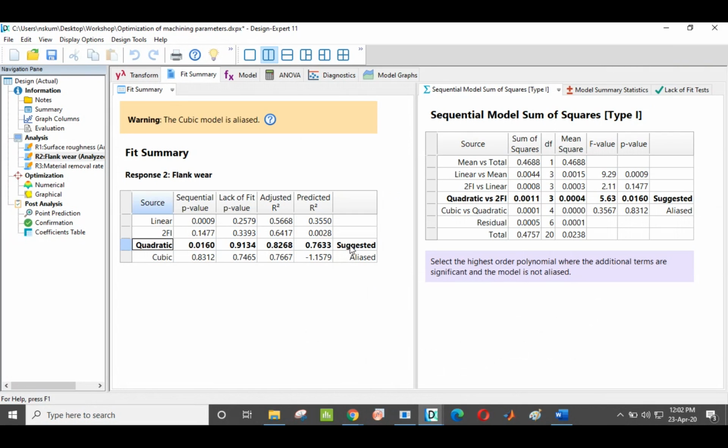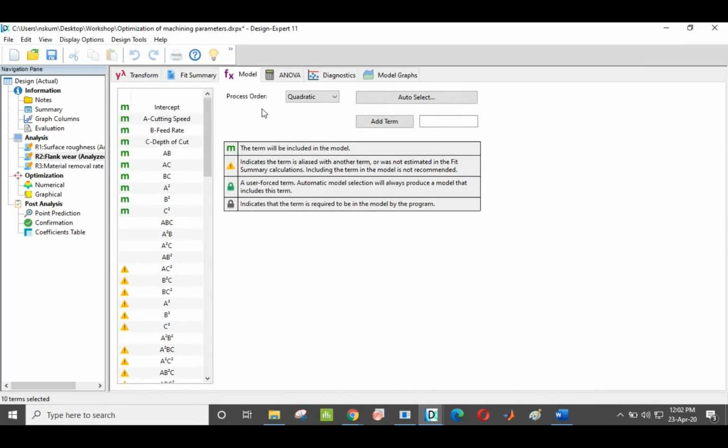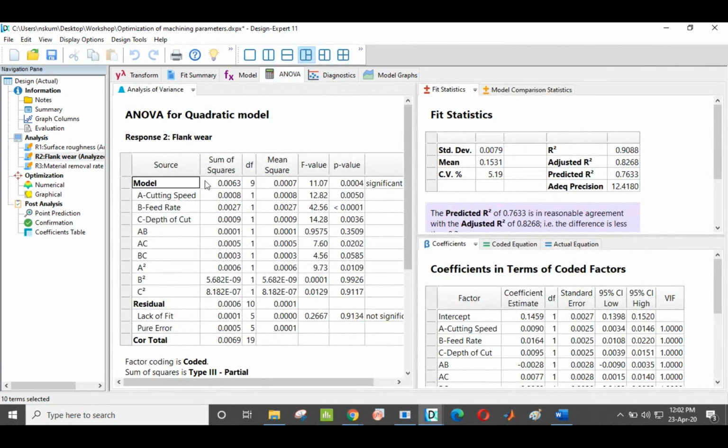Once again, quadratic is suggested. Why is it suggested? We are going to look into the model statistics here. The R square value is 90.88, but cubic is 92. But look at the predicted R square. It is 0.76. Then it becomes negative, and also it is aliased. So I am going with the quadratic ANOVA. The model is significant and the lack of fit is non-significant.